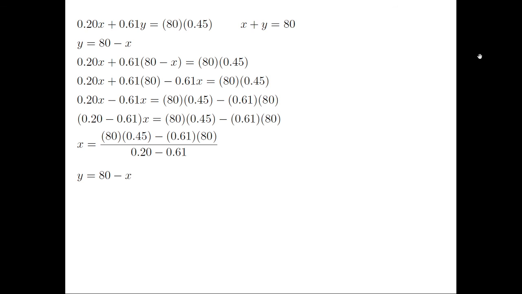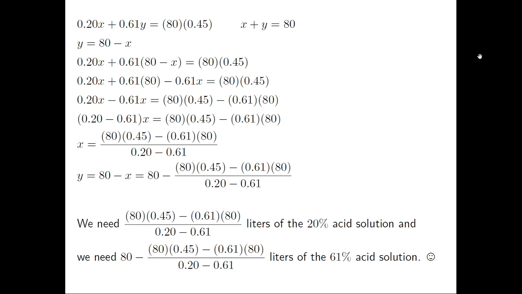We can also recall that we earlier said y equals 80 minus x. In fact, it's the second line of the slide. And so we can plug in this numerical value of x that we know. We have 80 minus, and then replacing x with the fraction. Now we have a numerical value for y as well. So then we can answer the original question. The original question said something like how many liters of the 20% acid solution and how many liters of a 61% acid solution should we use? So there's really two questions there. We need this number that we saw earlier as x, liters of the 20% acid solution, and we need 80 minus that fraction, liters of the 61% acid solution.